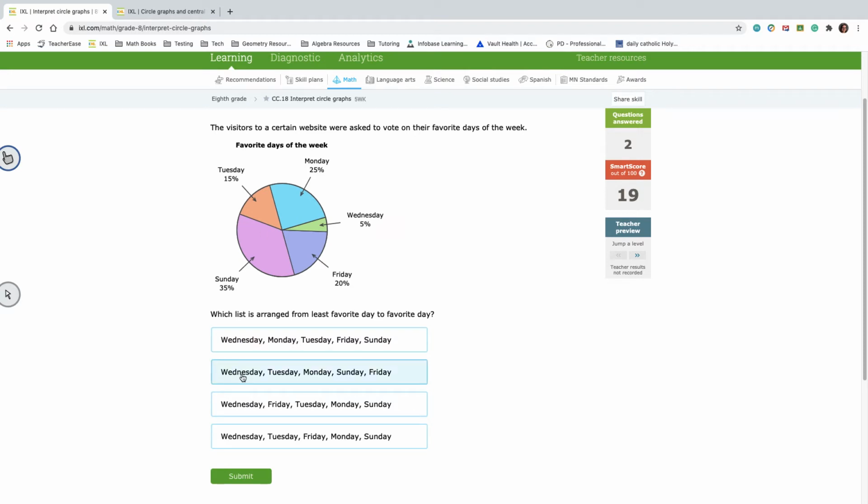So I'm looking at Wednesday, Tuesday, so that would be the second option or the last option. And then the third least favorite, go 5, 15, then 20, so Friday. So Wednesday, Tuesday, Friday. This one says Wednesday, Tuesday, Monday, so that's not right. Wednesday, Tuesday, Friday. And then Monday was 25% and Sunday was 35%. So that would be correct. That would be least to greatest.